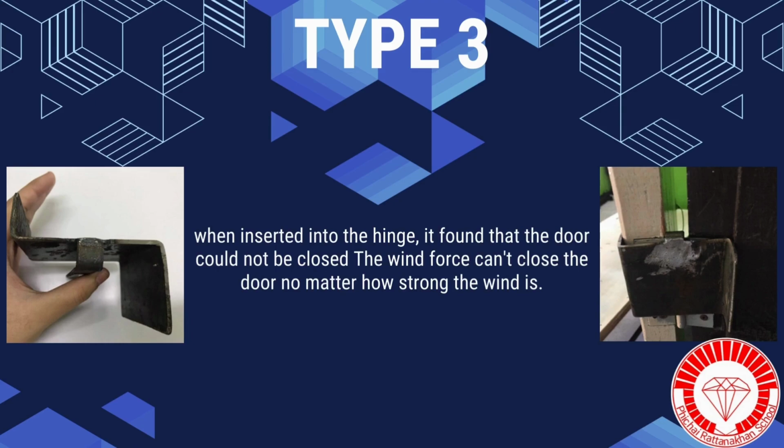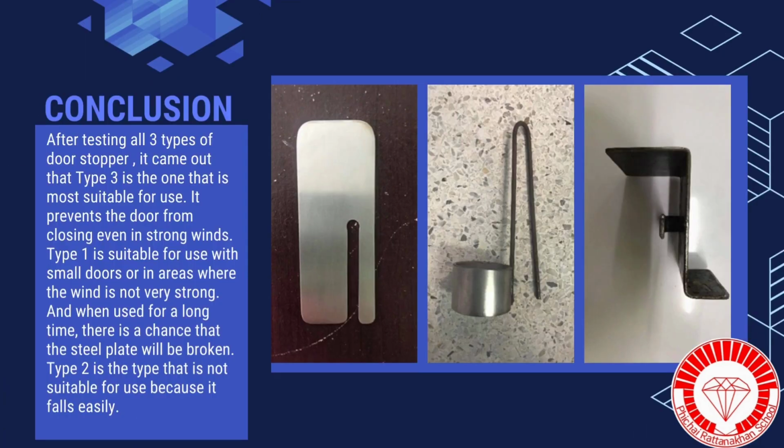So let's go through the last part, conclusion. After testing the 3 types of door stopper, it came out that type 3 is the one that is most suitable for use. It prevents the door from closing even with strong winds. Type 1 is suitable for use with small doors or in areas where the wind is not very strong. And when used for a long time, there is a chance that the steel plate will be broken. Type 2 is the type that is not suitable for use.